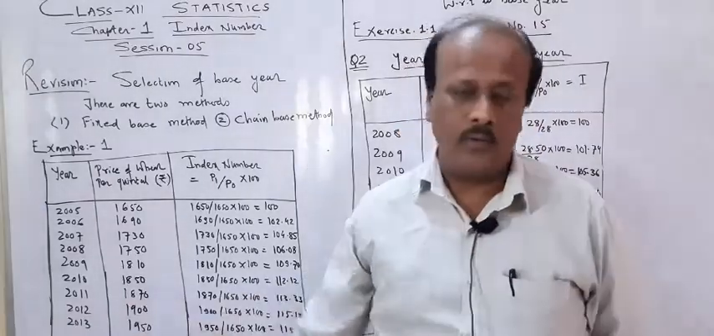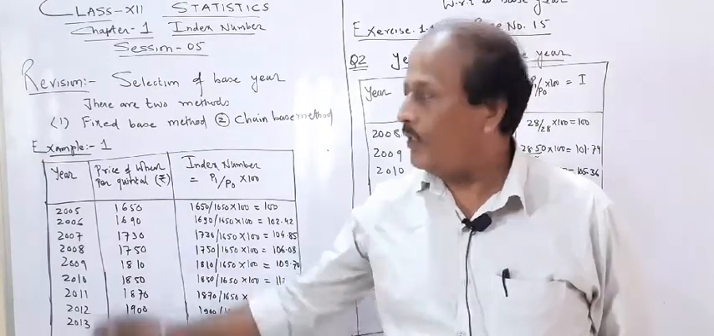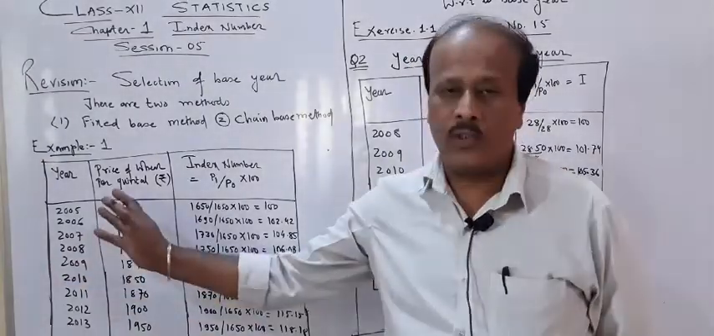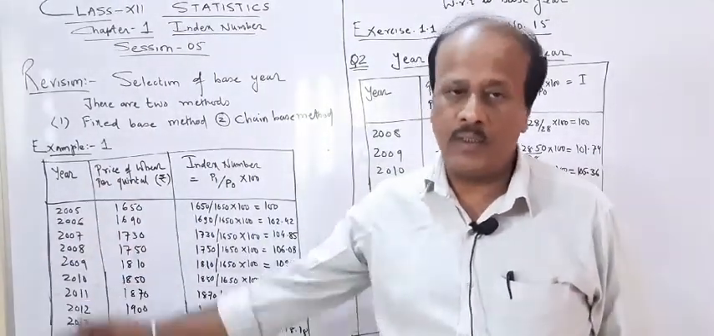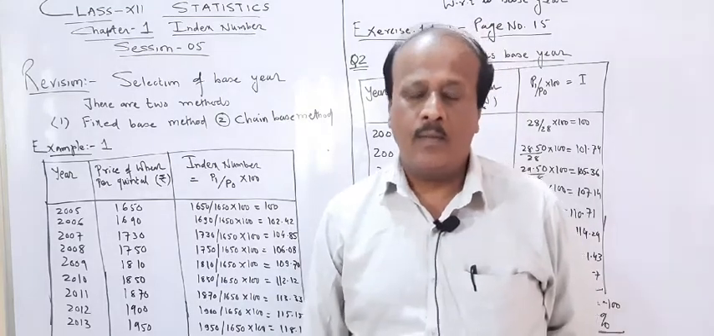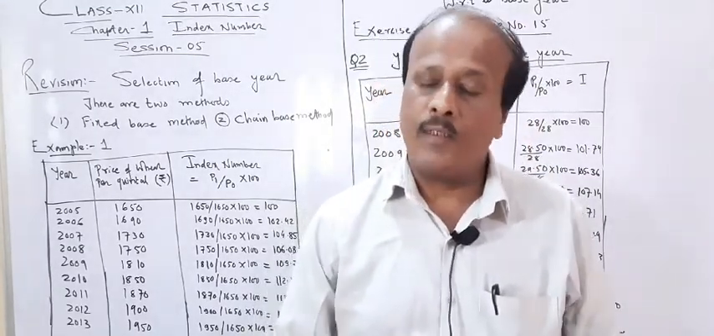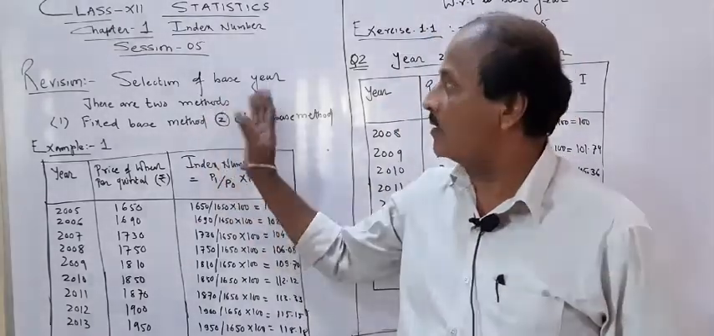As I told you earlier, we are doing chapter number 1, index number. Till now we were doing a lot of theory. One or two questions I already told you, but those were easy. Now we are going to enter into some calculative part. But before that, let us first revise what I told you in the previous session, session number 4.